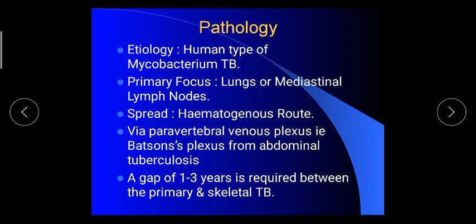Spine tuberculosis can come either from the hematogenous route, from the lungs, or from the paravertebral venous plexus, that is the Batson's plexus, from abdominal tuberculosis. And a gap of 1 to 3 years is usually required to spread from the primary tuberculosis to the secondary skeletal tuberculosis.